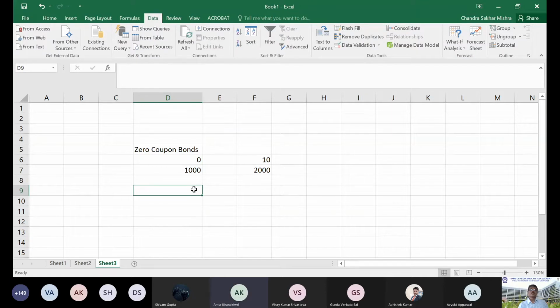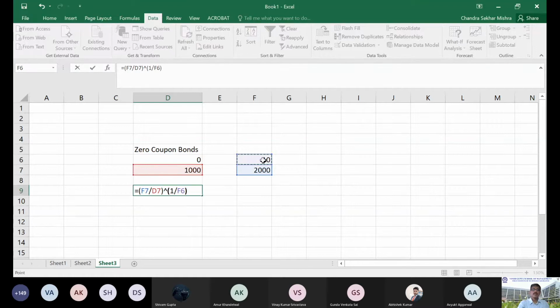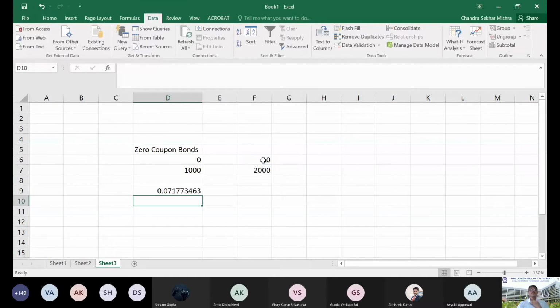7.17%, 7.2%, right? But that is not the correct answer. The correct answer, if you want to know, not a problem. So you take this by this, to the power of 1 by 10, whole minus 1. So 7.17%, approximately 7.2%, but the rule of 72 is just an approximate value.